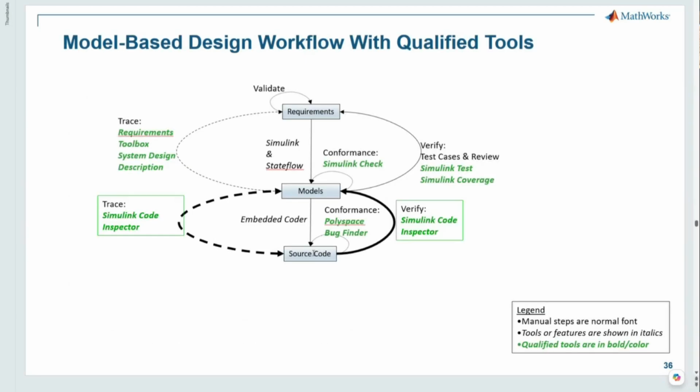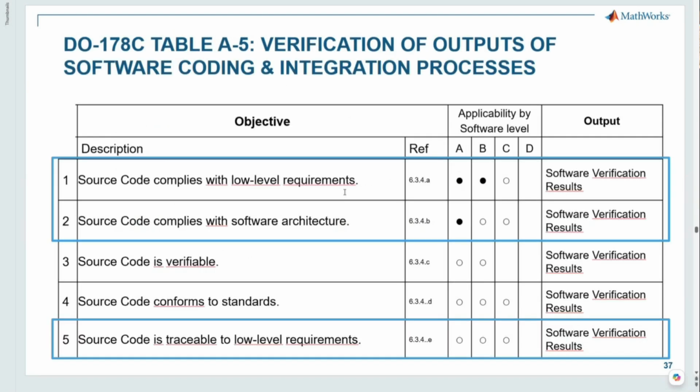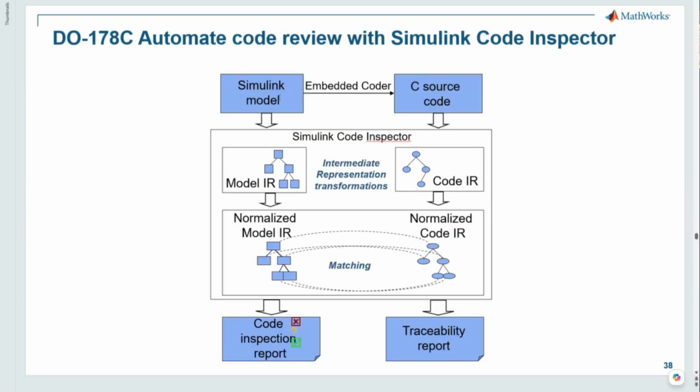Then you need to show that the source code is traceable and is compliant with the model. This is done with a tool called Simulink Code Inspector, and this answers objectives 1, 2, and 5 of table A5. And you see here that for source complies with low-level requirements and source code complies with architecture, this must be done with independence. And this is why Simulink Code Inspector is also developed with independence, and we've got some artifacts to show you that they are developed independently from Embedded Coder.